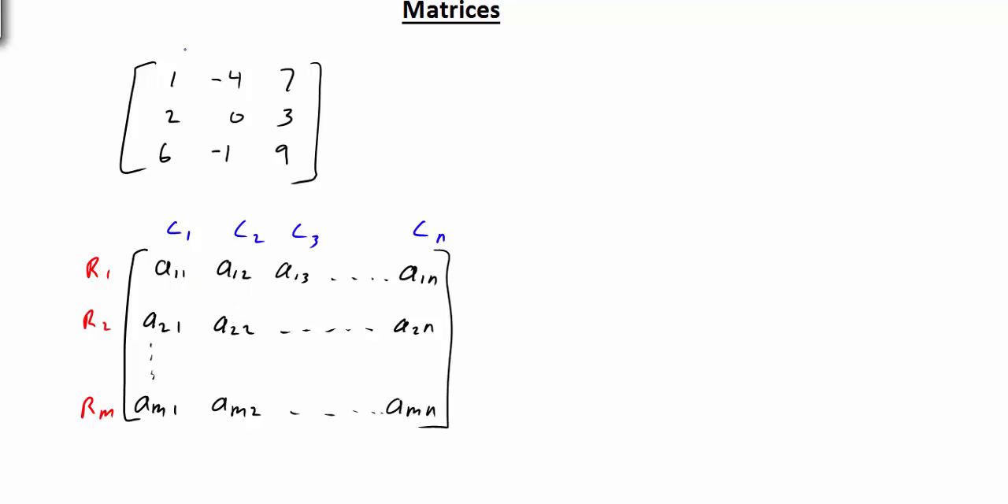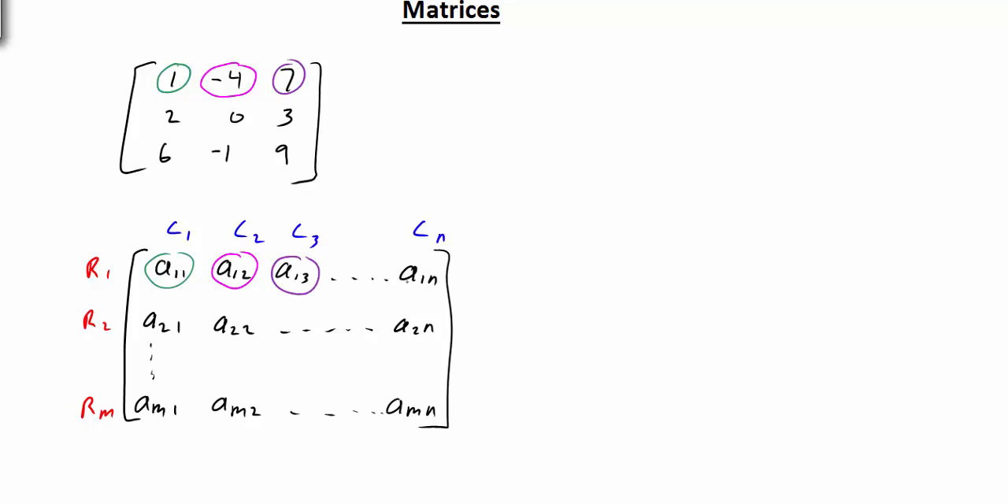So for example, where we have a11, row 1, column 1, if we applied that to the example above, that would be the number 1. And if we were to look at a12, which means row 1, column 2, that would be the number -4. Then we would have a13, which is row 1, column 3, and in the example that would be the number 7.